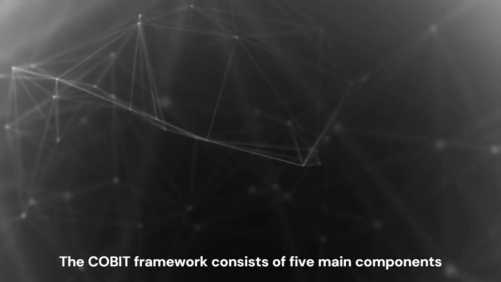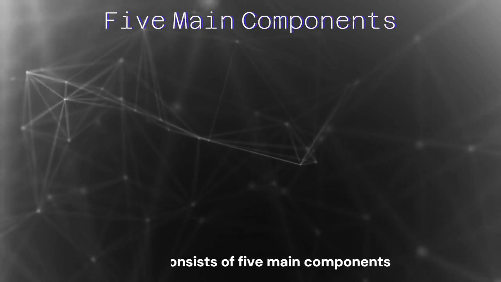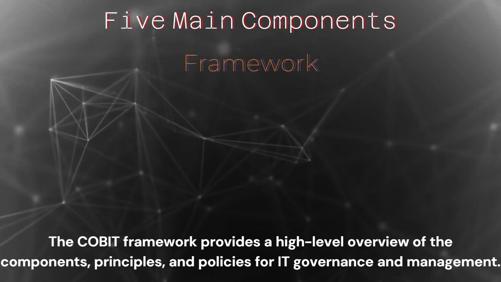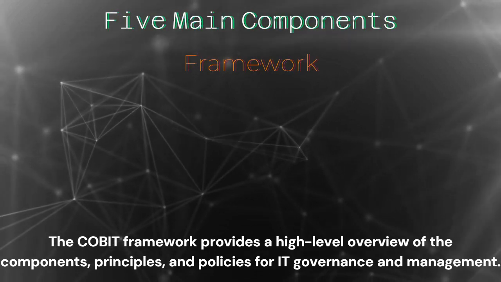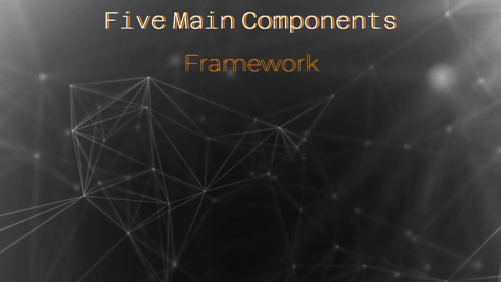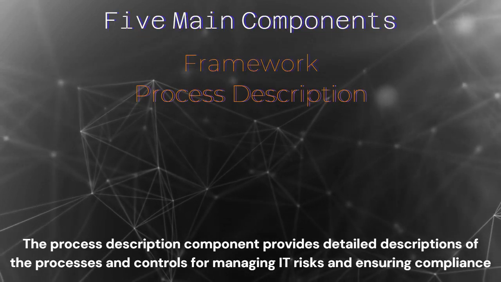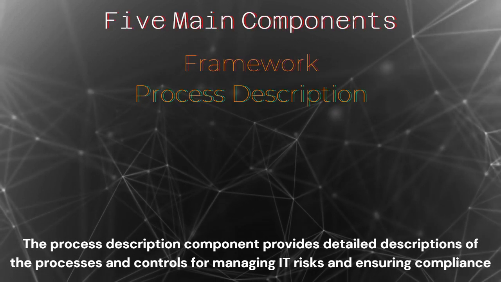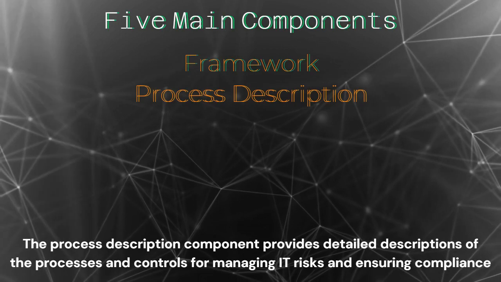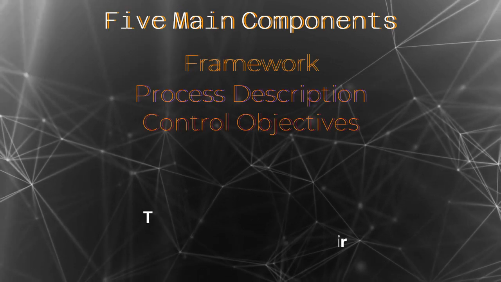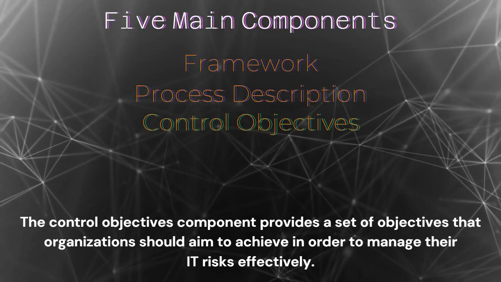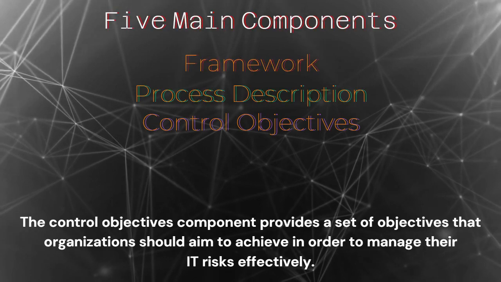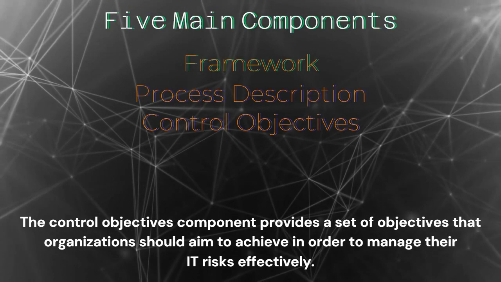The COBIT framework consists of 5 main components. Framework. The COBIT framework provides a high-level overview of the components, principles, and policies for IT governance and management. Process description. The process description component provides detailed descriptions of the processes and controls for managing IT risks and ensuring compliance. Control objectives. The control objectives component provides a set of objectives that organizations should aim to achieve in order to manage their IT risks effectively.